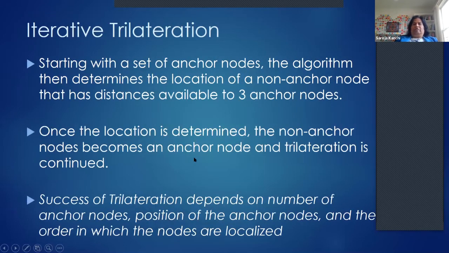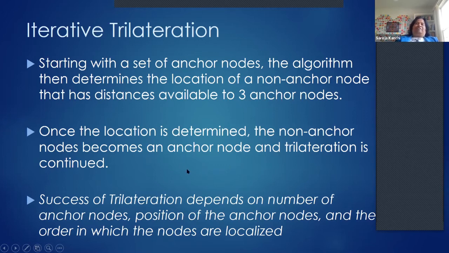Trilateration is a technique that has been used quite a bit in combination with other things. Generally, when one uses trilateration, you start with anchor nodes, and then you try to find a node that has edges to 3 anchors, obviously. Then you localize that node, and that now becomes an anchor node again. So we keep adding anchor nodes to the network. Once that location is determined, the non-anchor node becomes an anchor, and then you continue with the next node and the next node. So it's a sequential algorithm where you try to trilaterate.